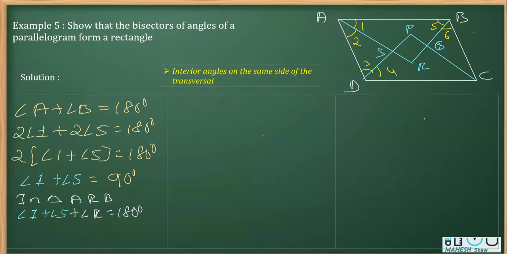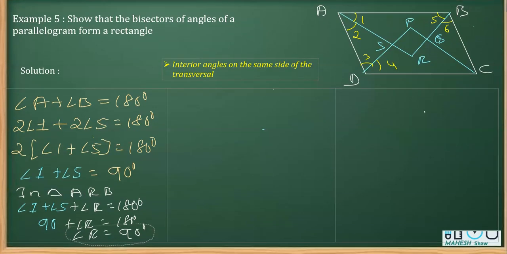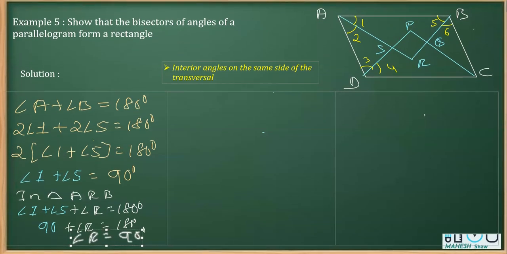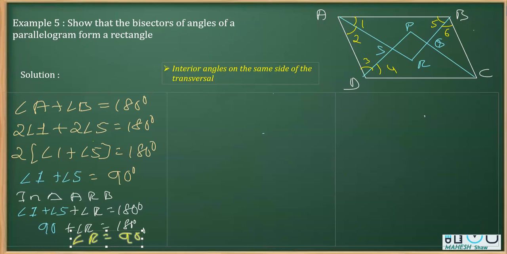So if I write 90 over here, 90 plus R is equal to 180 degree. That means angle R will be equal to 180 minus 90, that is 90. So what we got? We at least proved one angle as 90 degree. We have proved one of this angle as 90 degree.